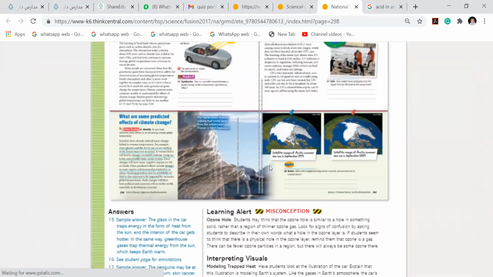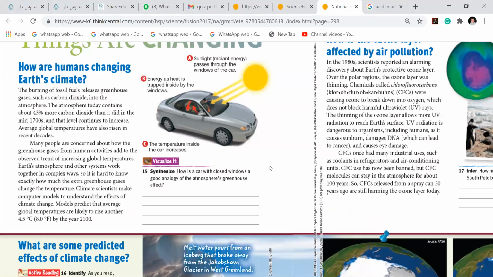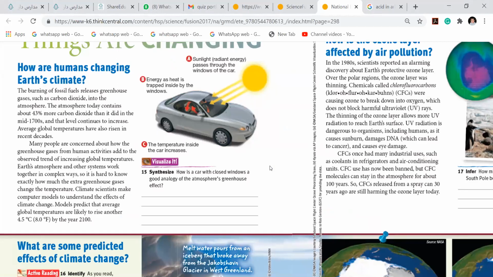Now we have, how are humans changing Earth's climate? What are we doing? What is our part in changing the Earth's climate? Why? Because of us, the climate is going bad day by day. What is it about?